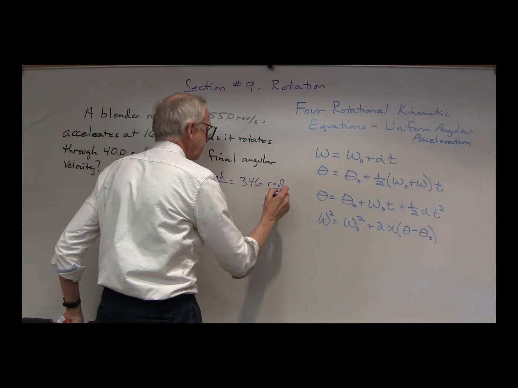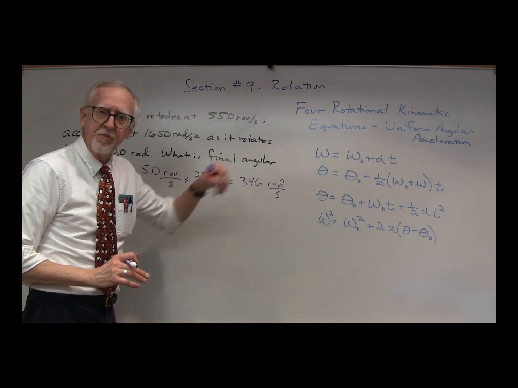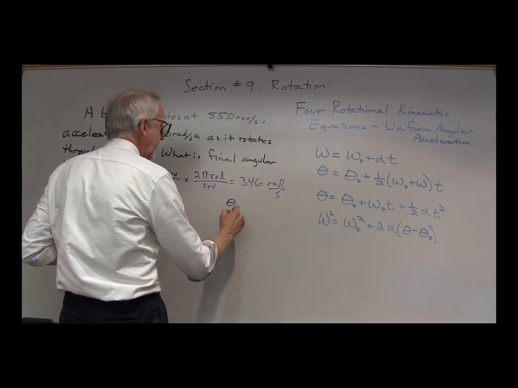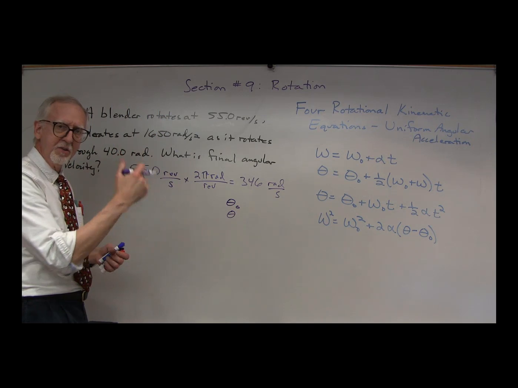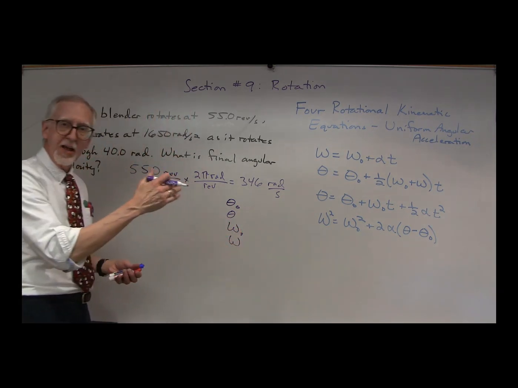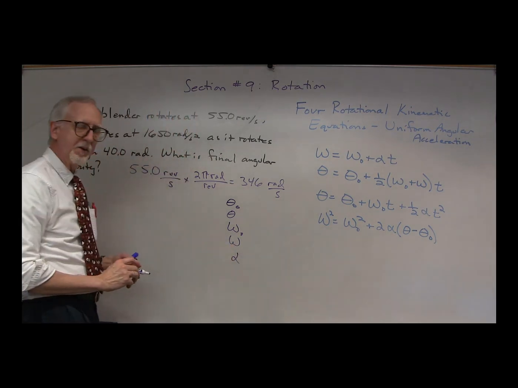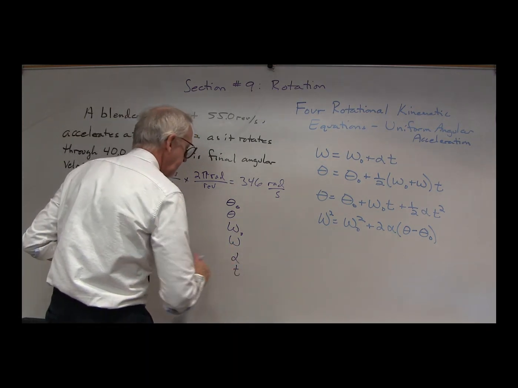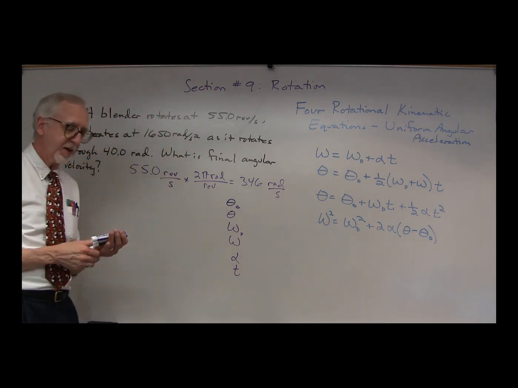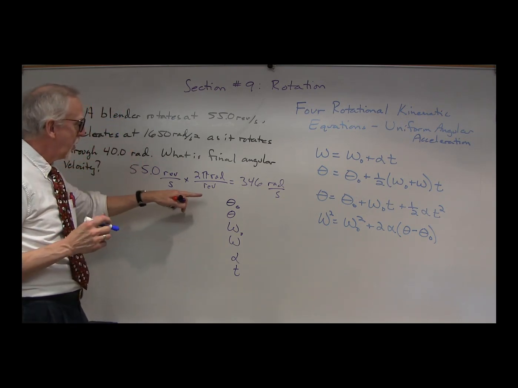radians per second. Now let's write down our variables, exactly like we had it before. What are the variables? We'll have theta naught, theta, initial position, final position, omega naught, omega, initial angular velocity, final angular velocity, alpha, angular acceleration, and t. There we go. Six variables, just like we would have had with one-dimensional kinematics. So what are our values?